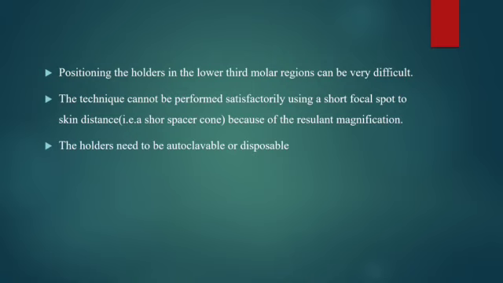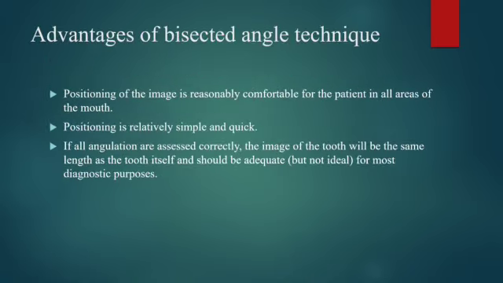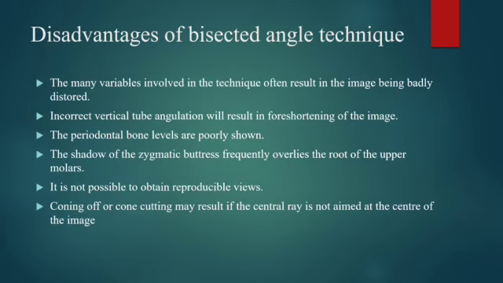The holder needs to be autoclaved or disposable. What are the advantages of the bisected angle technique? Positioning of the image is reasonably comfortable for the patients in all areas of the mouth. Positioning is relatively simple and quick. If all angulations are assessed correctly, the image of the tooth will be the same length as the tooth itself and should be adequate for most diagnostic purposes.